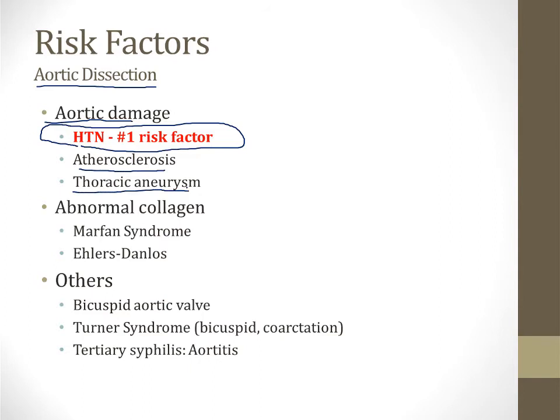Second group of risk factors are those involved with abnormal collagen. So patients who have the Marfan syndrome or Ehlers-Danlos syndrome have problems making normal collagen. For this reason, that medial layer of their aorta is weak and therefore it's vulnerable to dissection. And then finally, there are other risk factors. The bicuspid aortic valve predisposes to aortic dissection, as we just discussed.